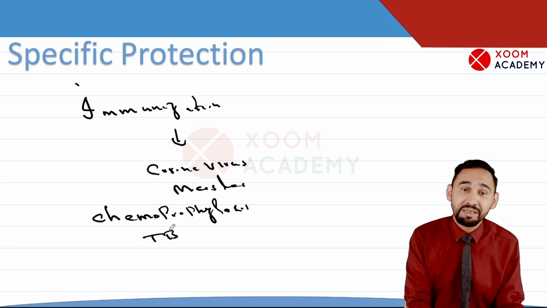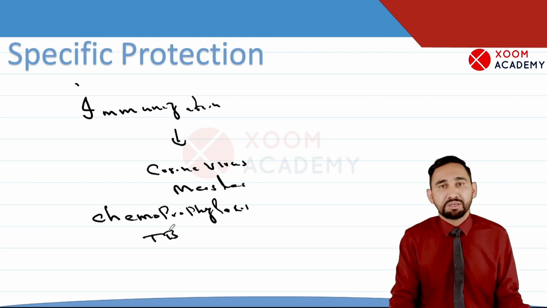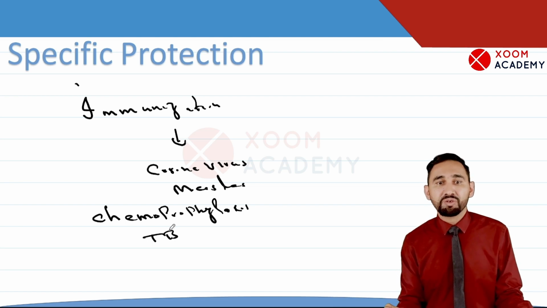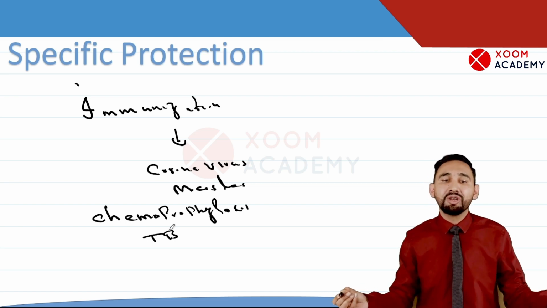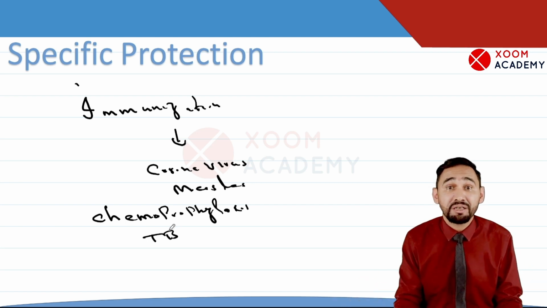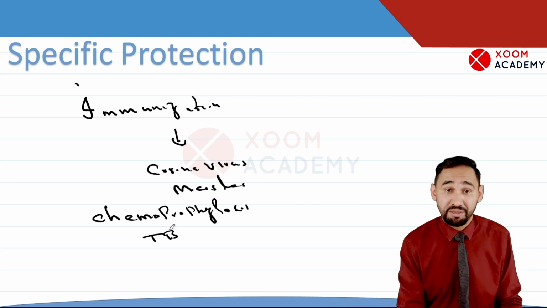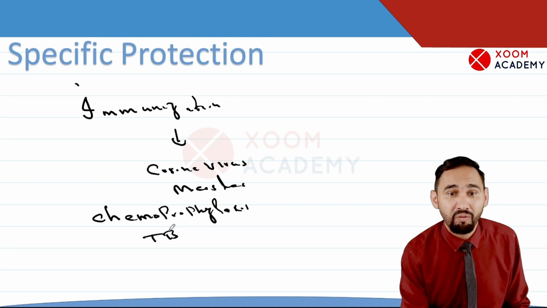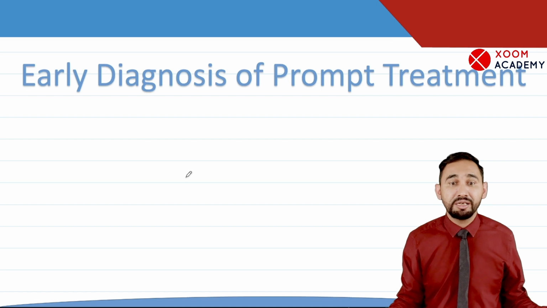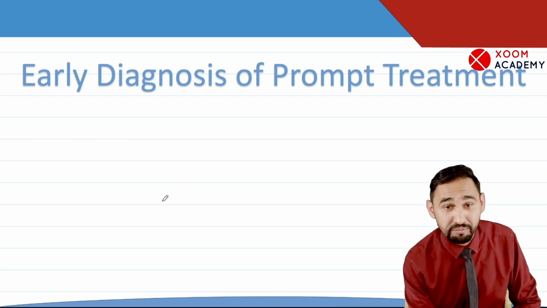Health promotion was lifestyle modification, dietary modification, and hygiene. And then we move towards specific protection. We provided immunization. We provided chemoprophylaxis. So we are stopping the development of disease. If it has developed, now we have to do early diagnosis and prompt treatment. Early diagnosis by screening.